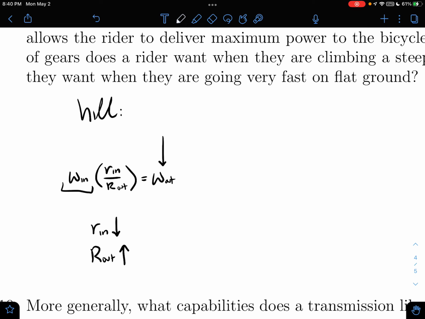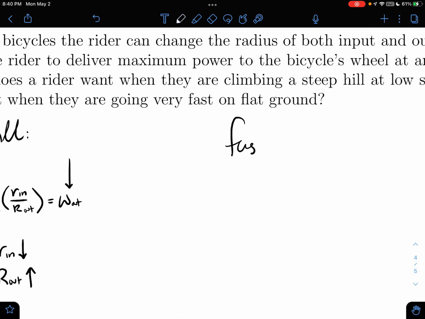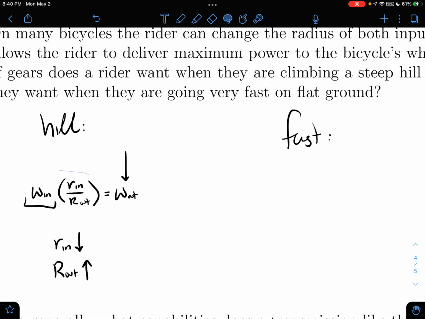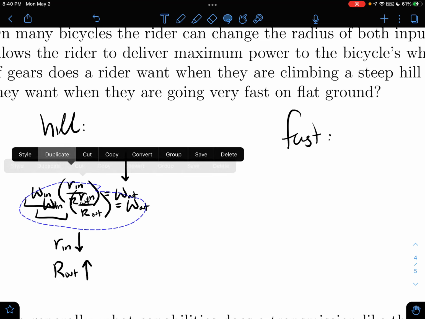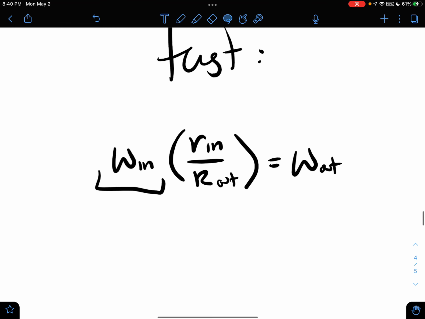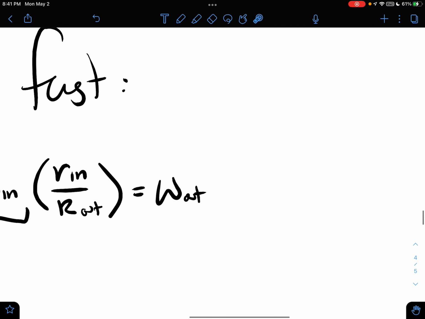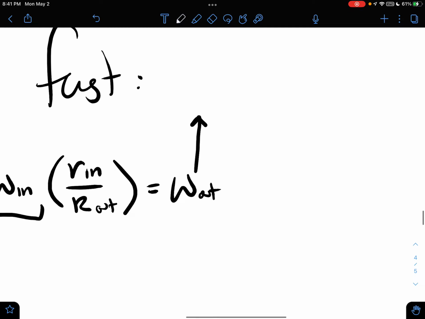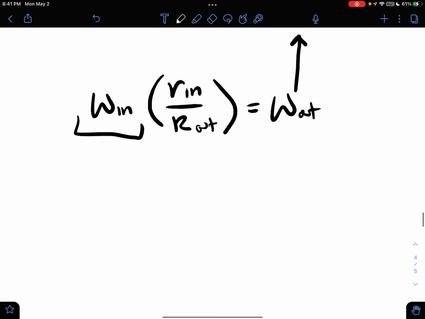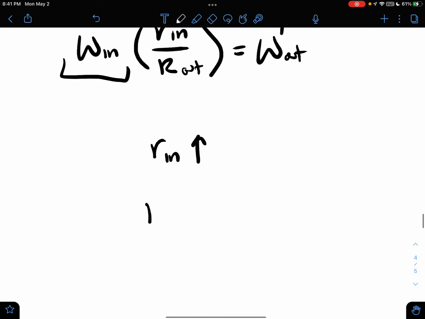Right? But if we're going very fast on flat ground, right, it's the opposite. So if I steal the equation again, this is still being held constant, but now we want our output omega to be a lot faster. So the way we accomplish this, we can either increase our numerator or decrease the denominator, or both, right?